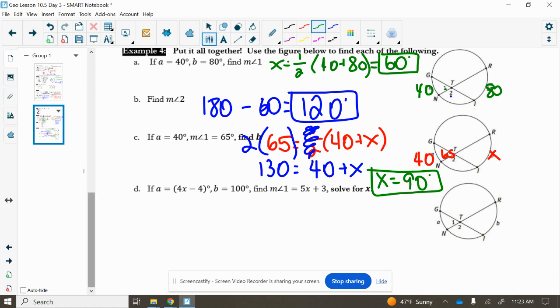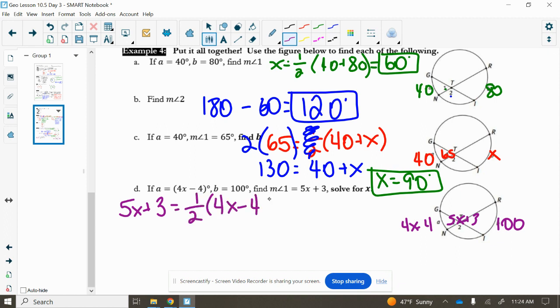And then our last piece on here, we are looking for the value of x given the angle is 5x plus 3. Arc A is 4x minus 4. Arc B is 100. So we have the angle, and then we know that equals 1/2 of arc plus arc.